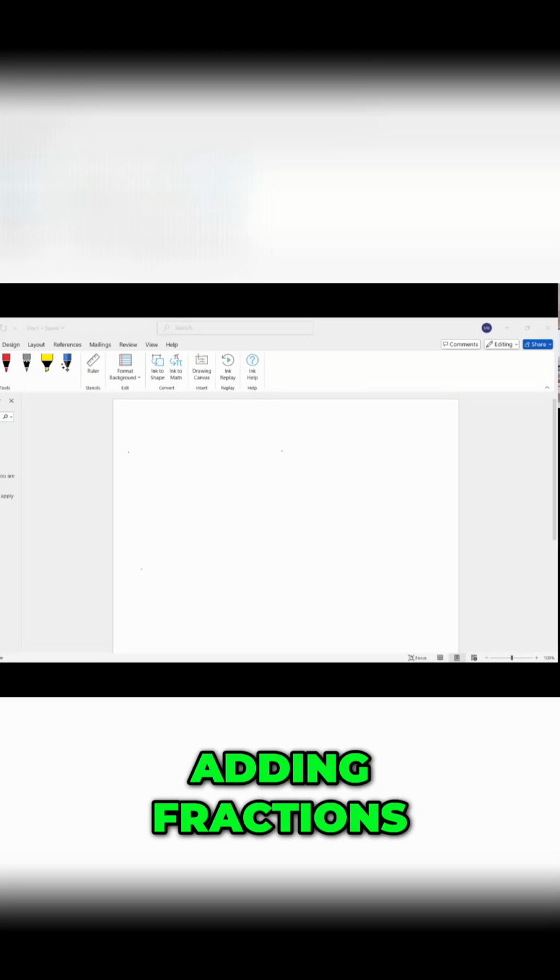Adding fractions. When adding fractions, you'll need something called a common denominator.